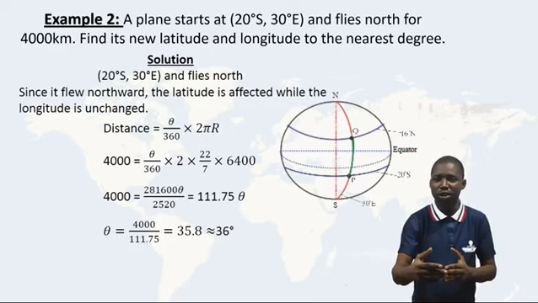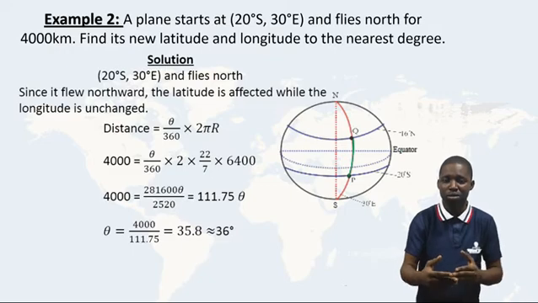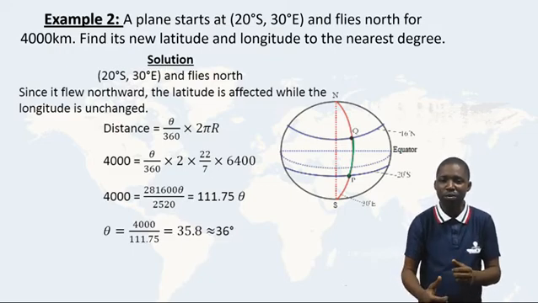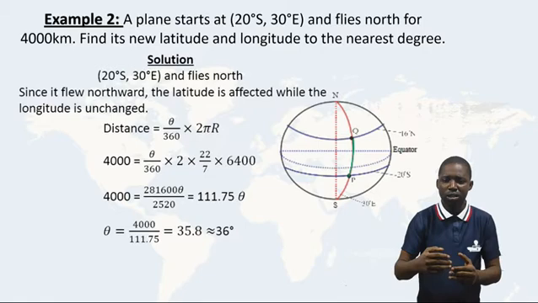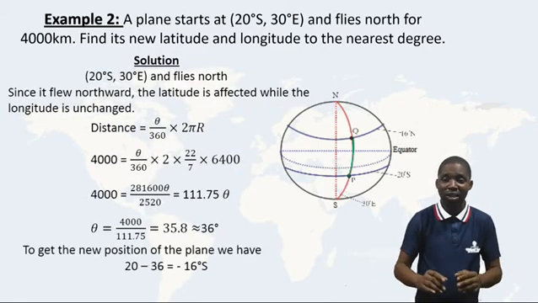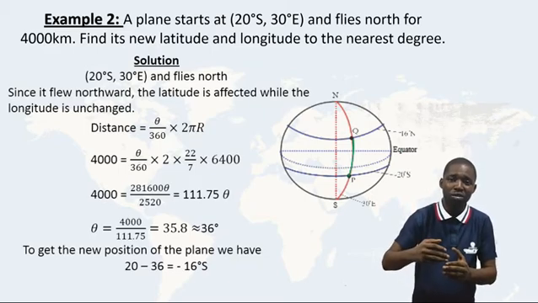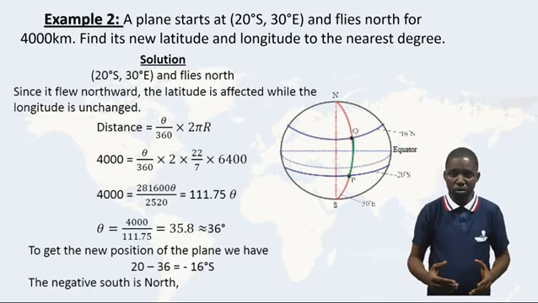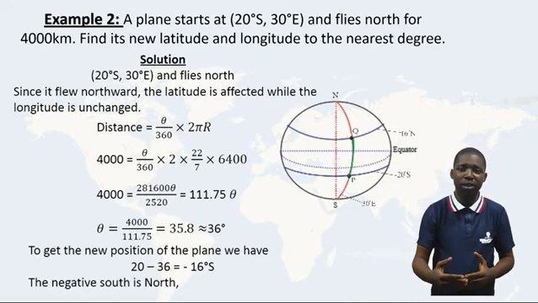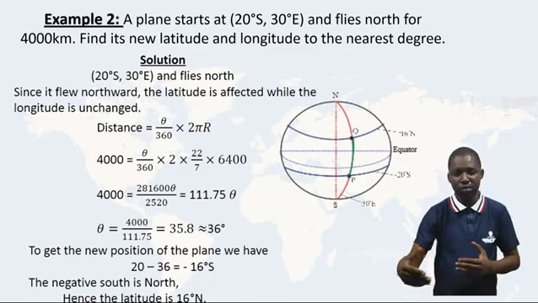I told you initially that the northward direction of the plane will only affect the 20 degrees south. So if it is on 20 degrees south and is moving northward, 20 minus 36, that is minus 16. Having a minus 16 indicates that the plane would have crossed the equator. So we can conclude by saying that the new position for the plane is 16 degrees north for latitude, while it is 30 degrees east for the longitude.